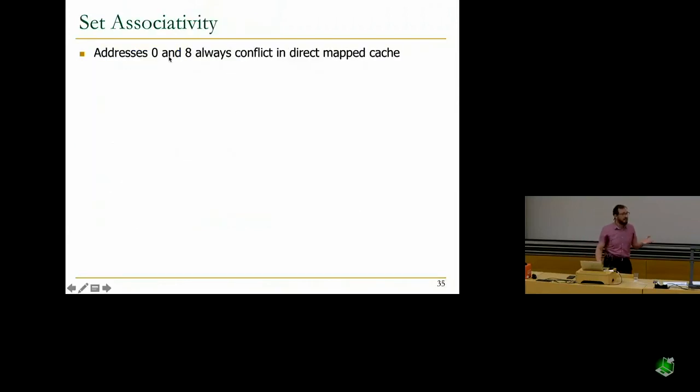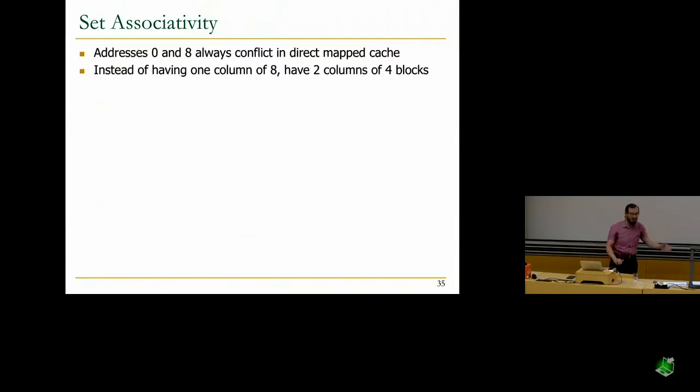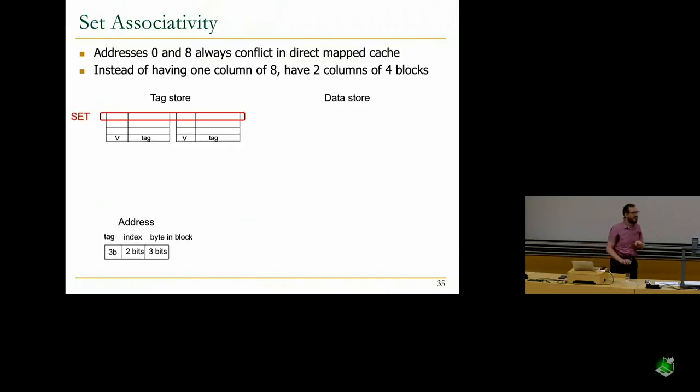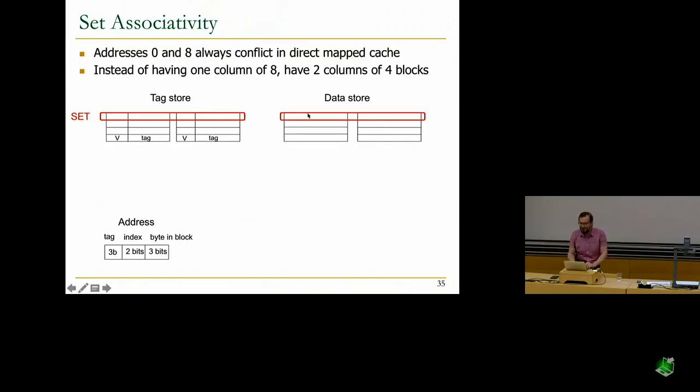So the idea to solve this problem is called set associativity. It's a mouthful. But basically, the observation is that addresses 0 and 8 always conflict in the direct-mapped cache. Because we have a column of 8, basically, we have 8 indices, and one thing can be stored in each of those 8. But instead of that, if we had two columns of 4 blocks that looked like this, we could store both blocks in the same index. And that's the idea of set associativity. The basic idea is an index can store 2 blocks, and that's called a set now. And similarly, the data store needs to have these 2 columns. Now, clearly, as you've seen, we have a reduced number of indices over here because we said the cache size is 8 blocks.